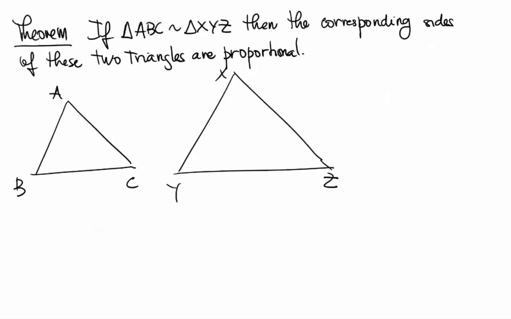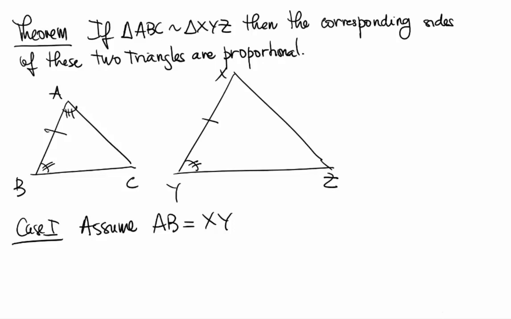Let us now come back to our original objective, which is to establish that if triangle ABC is similar to triangle XYZ, then the corresponding sides of these two triangles must be proportional. We'll break the proof down into cases. In the first case, assume that AB is equal to XY. Then, so this is equal to that. By assumption, since the two triangles are similar, then we know that this angle must be equal to that angle, and this angle must be equal to that angle.